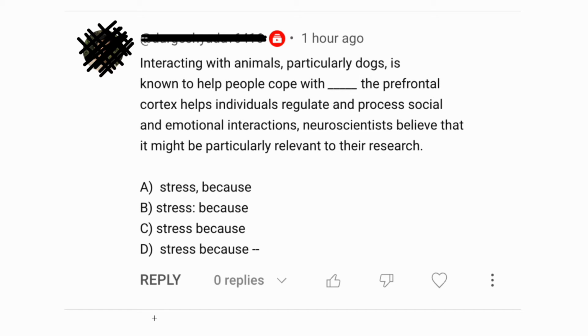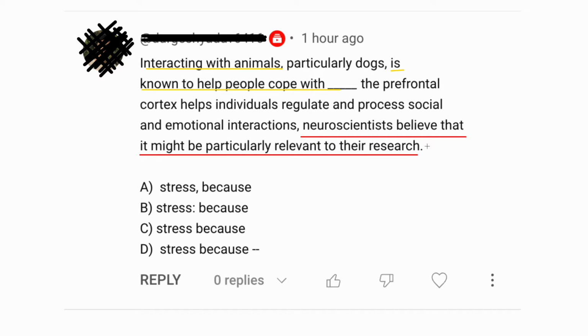But we need to really be more precise than that and try to identify where we have independent clauses. And we have two in this case. One of them is here at the end, where it says, "Neuroscientists believe that it might be particularly relevant to their research." So that whole portion there is an independent clause. And then we also have an independent clause at the beginning, where it says, "Interacting with animals is known to help people cope with stress."